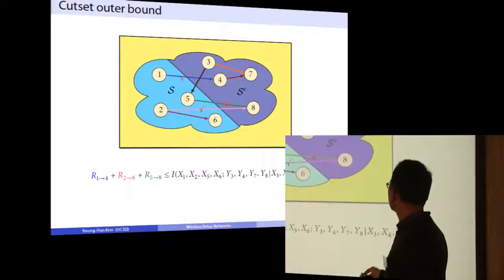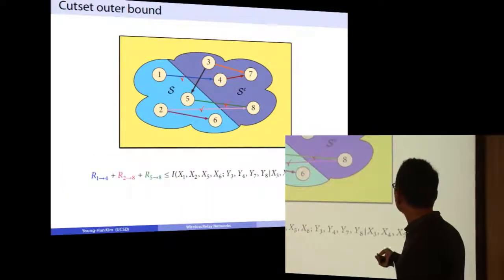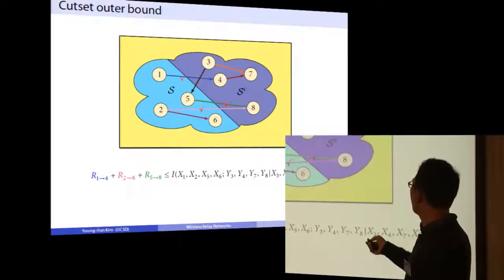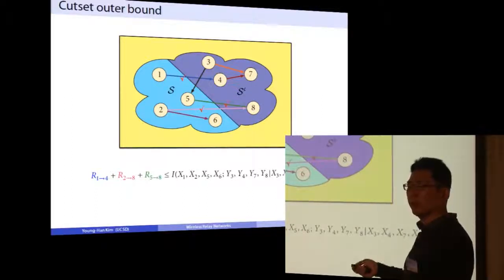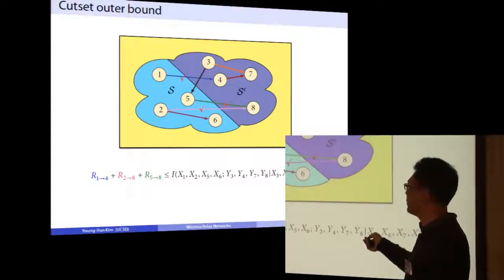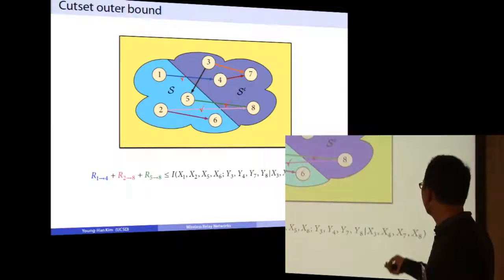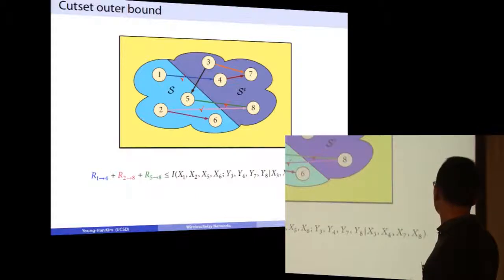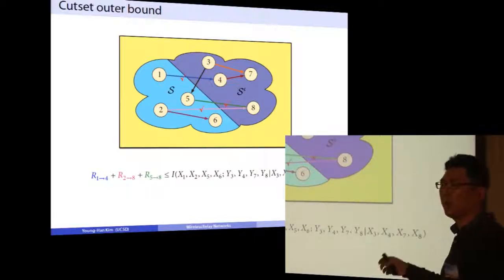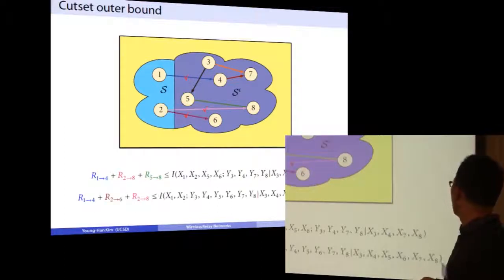So for example here, if we take this cut, then these three flows are separated by S and S complement. And how about this one, 3 to 5? Well, it doesn't count because we always start from the S side as a source and the S complement side as destination. So we have 3 flows, and the mutual information is all the inputs on this side, 1, 2, 5, 6, and all the outputs on this side, 3, 4, 7, 8, conditioned on all the inputs here. So that's how we generate a single inequality, and then we go over another cut.